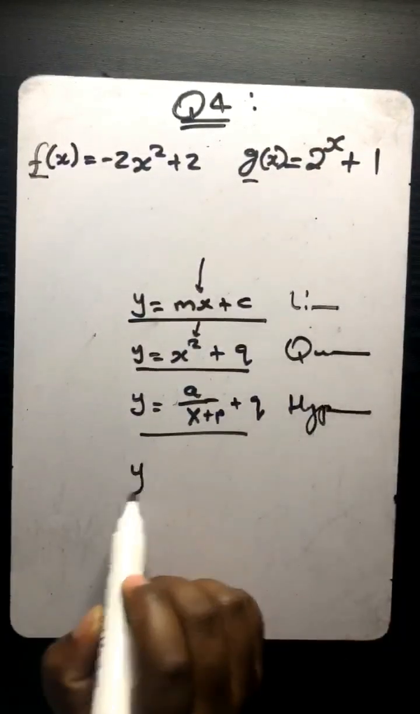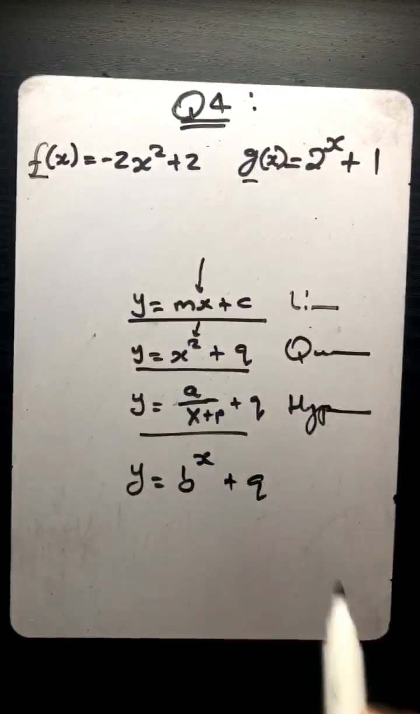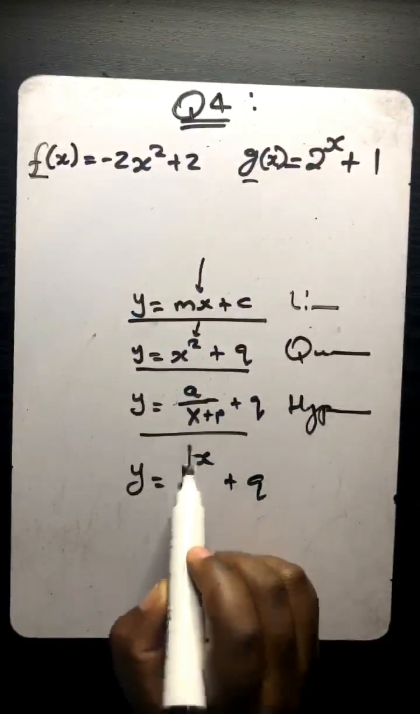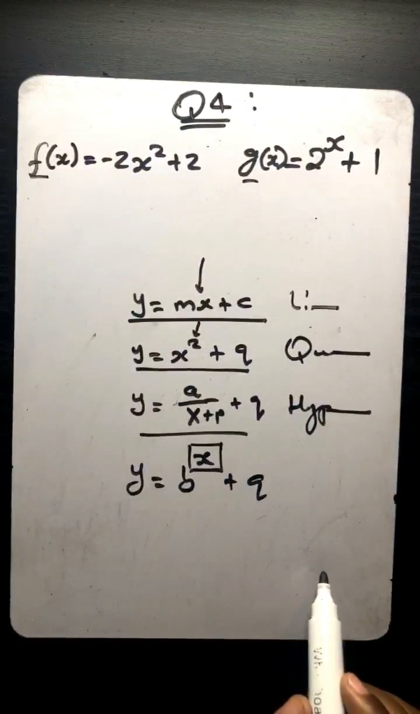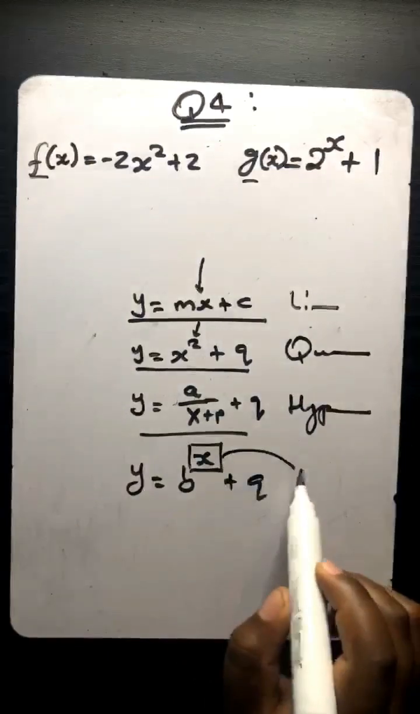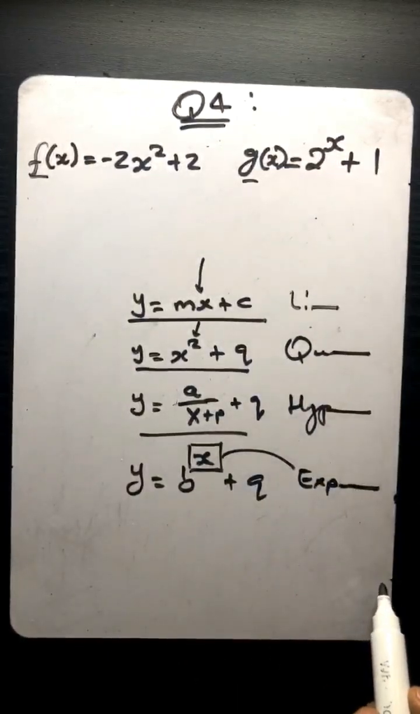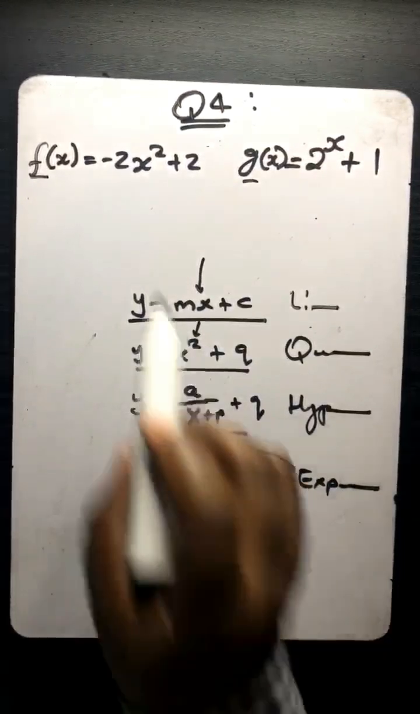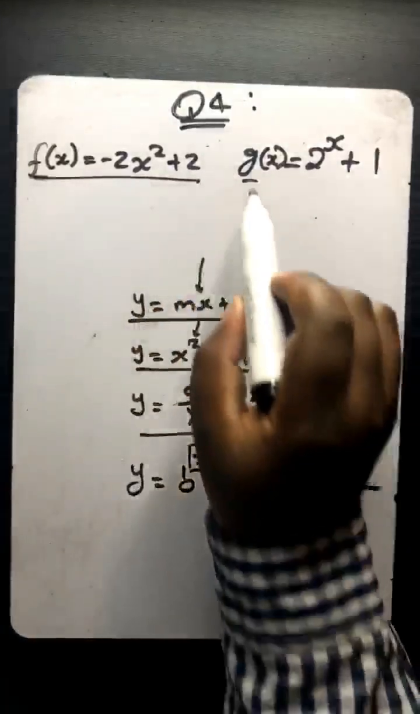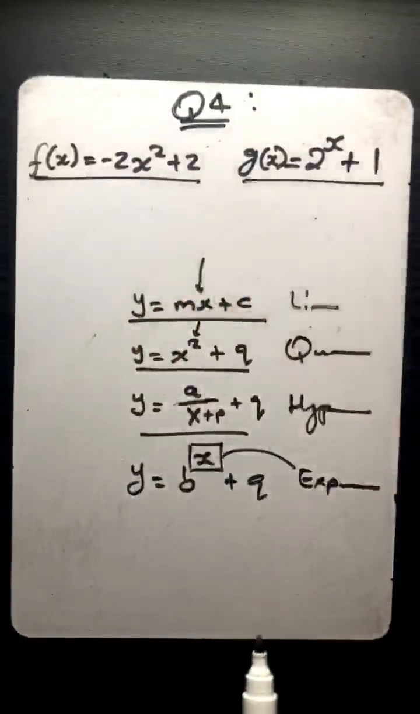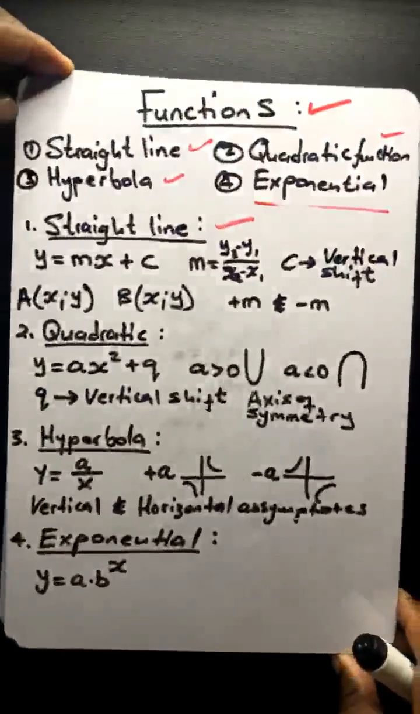But now, look at this one. You are having, let's say, b to the exponent x. It doesn't matter if you still have q there. Can you see? In the power of an exponent, you are having your letter x. So that's what makes it an exponential function. So what I'm saying is, you need to be aware that now you are dealing with a quadratic and an exponential. So that means this is what you are going to need.